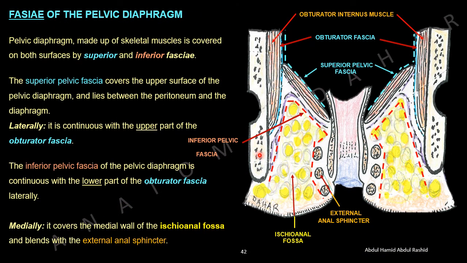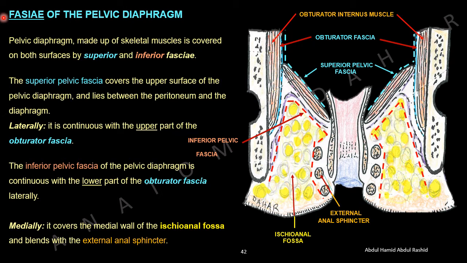This is the coronal section of the pelvis minor. This is the pelvic diaphragm. This is the lateral wall of the pelvis minor, covered by the obturator internus muscle, which is again covered on the medial side by obturator fascia. This is the external anal sphincter.